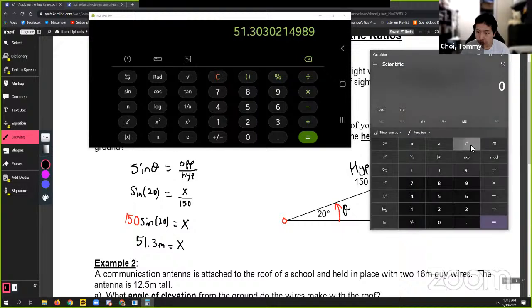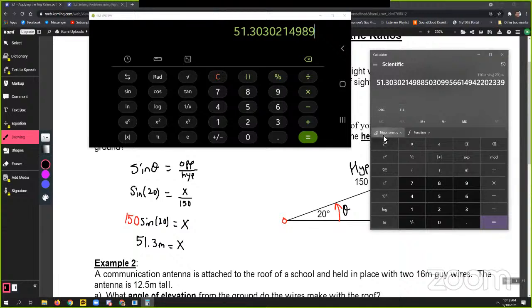For an iPhone calculator, there's two ways you could do it. You do 150 times, and then you type 20, sine, and then equals. Okay, I'll say that again. You do 150, which is in front, times, you type what's inside the sine, which is 20, then you click sine, then you click equals, and that will give you your answer.